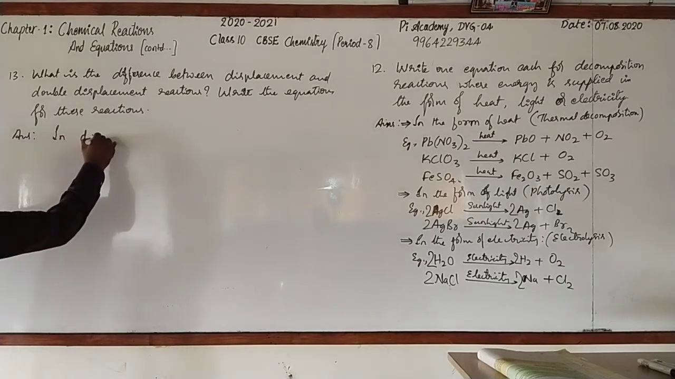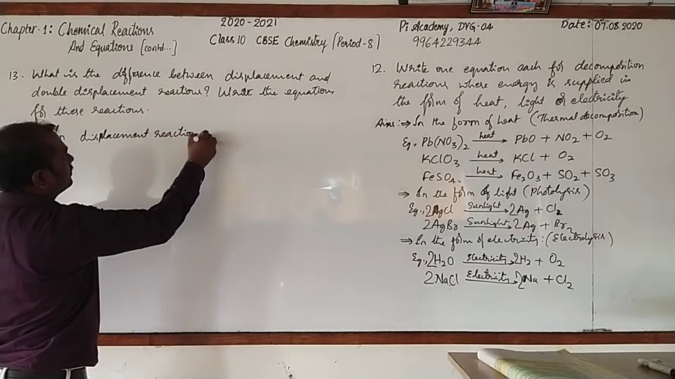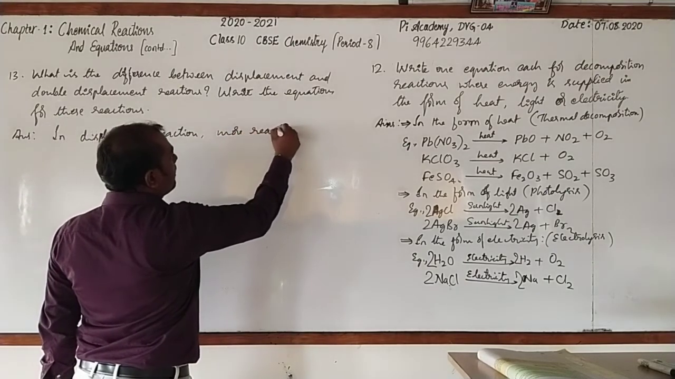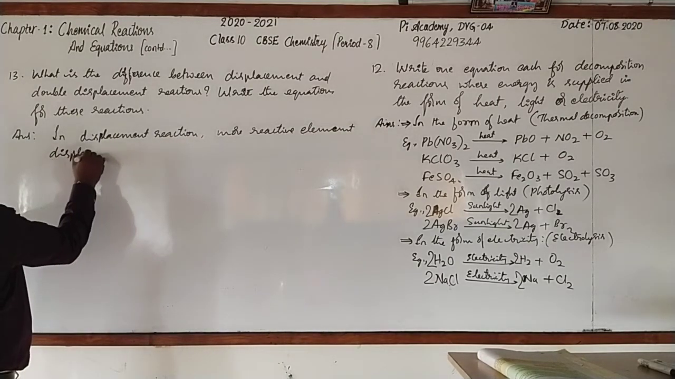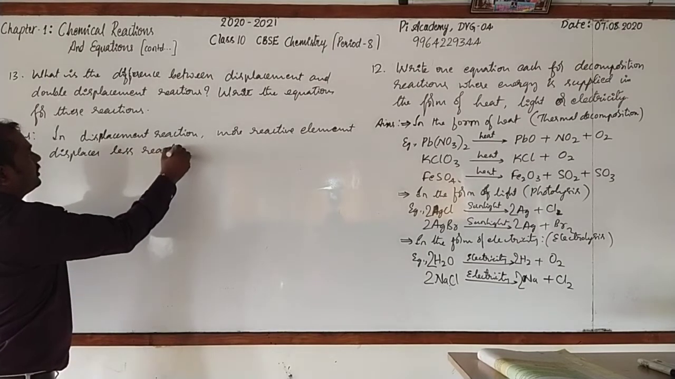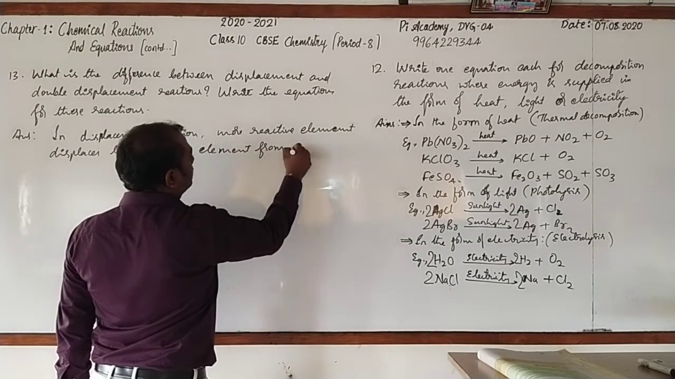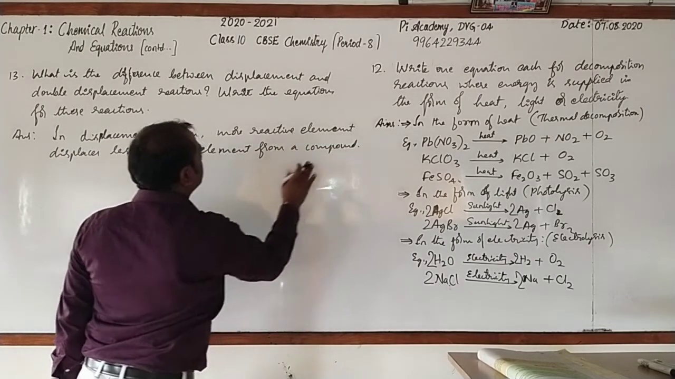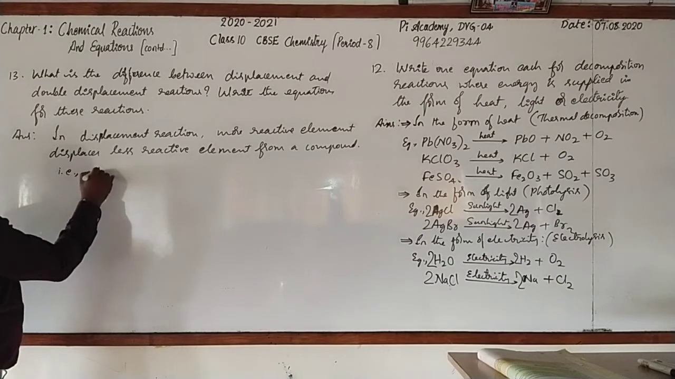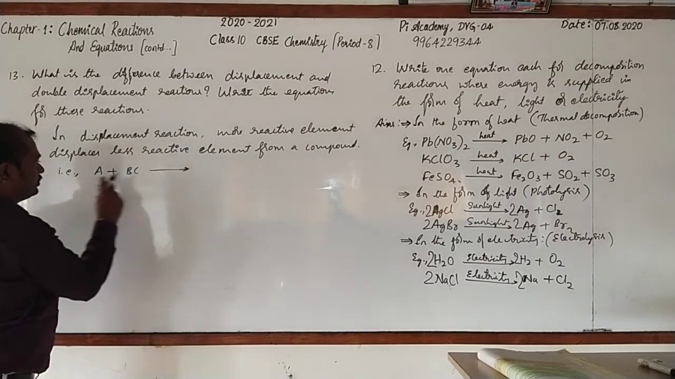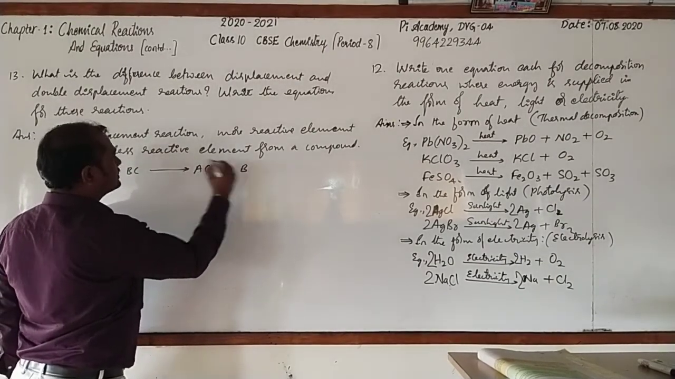Okay. In displacement reaction, more reactive element displaces less reactive element from the compound. Then in general we can write it as A plus BC gives rise to, if A is more reactive than B, then it produces AC plus B gets separated.